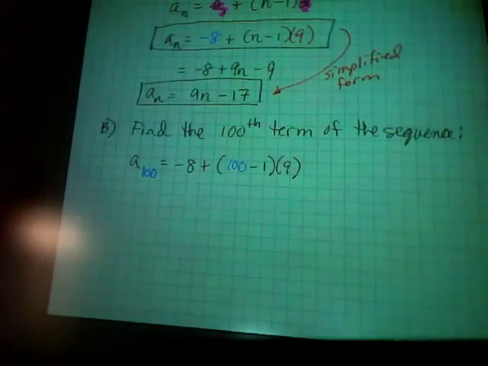That's what it should look like if you're plugging into the first equation. All you do is replace the n with 100. I still don't know what a is because that's what we're trying to find. So tell the person next to you what the 100th term is.